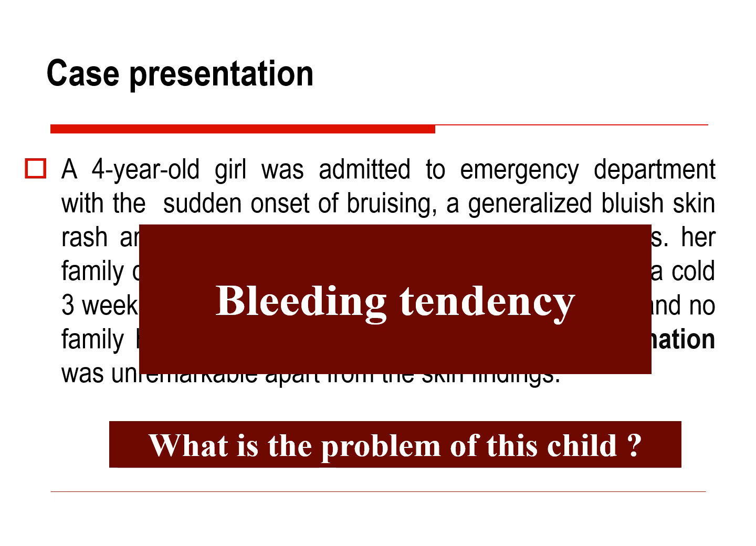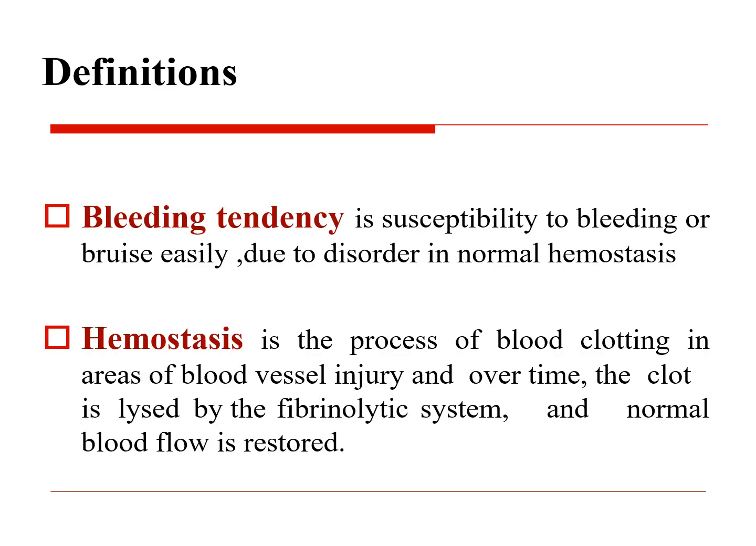So, what is the meaning or definition of bleeding disorder? It is the susceptibility to bleed or bruise easily due to a disorder in normal hemostasis. And what is the meaning of hemostasis? It is an active process of blood clotting in areas of blood vessel injury, and over time this clot is lysed by the fibrinolytic system and normal blood flow is restored.